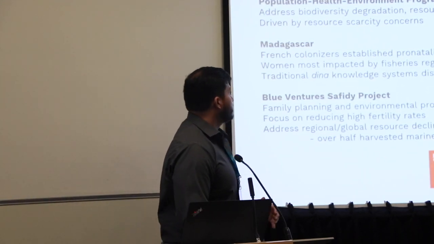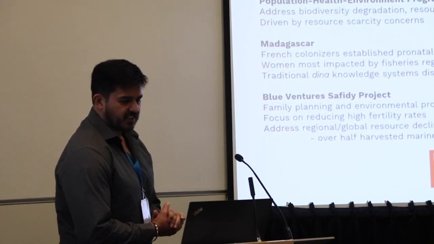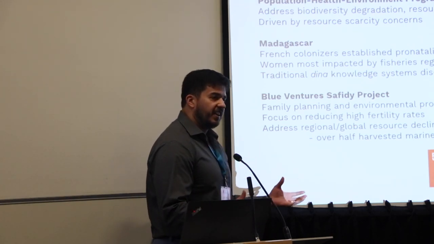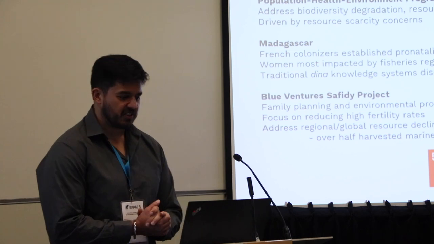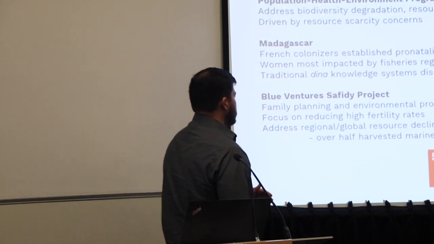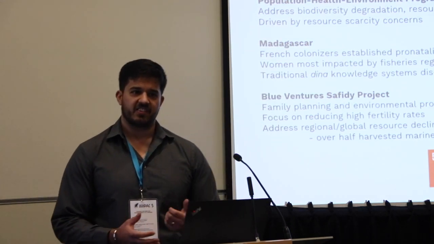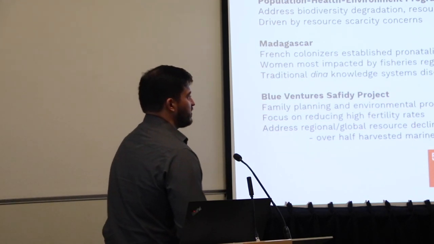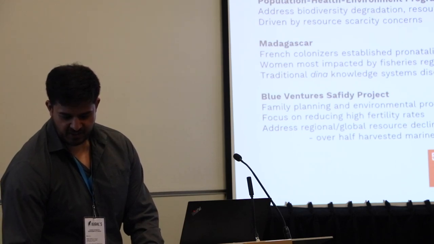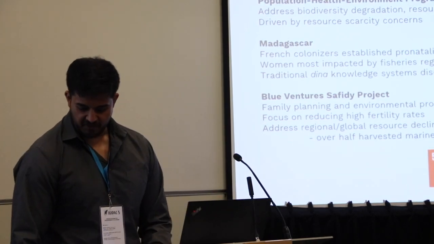And the Blue Ventures SAPI project was really a population health environment program based around family planning and environmental protection. You want to address both at the same time, really focused on reducing high fertility rates. And it was acknowledged that a lot of marine resource issues came about after commercial fisheries were introduced. They're addressing these resource declines through local communities. So it's acknowledged that commercial fishing is a problem, but through MPAs we can reduce resource use through reducing local resource use. So a bit of a mismatch there. So there's definite consequences for SDG 5 on gender equality and for SDG 10 on reduced inequalities.